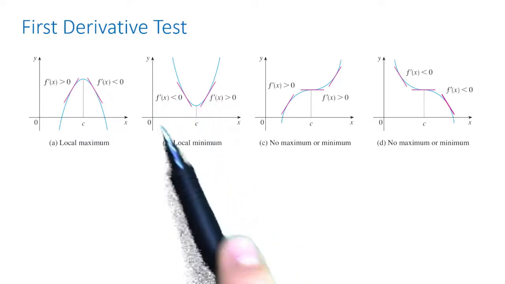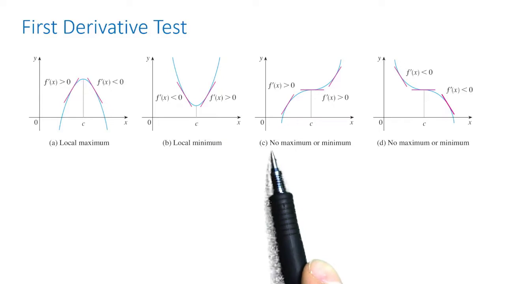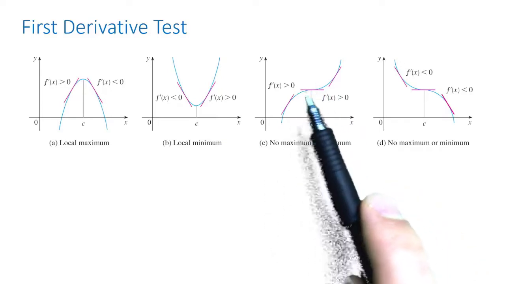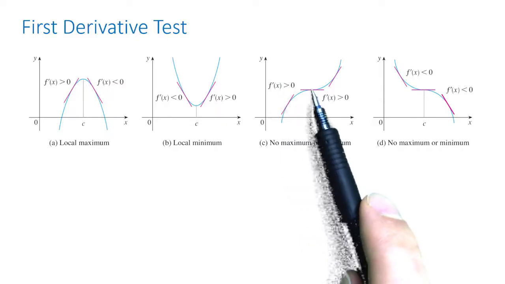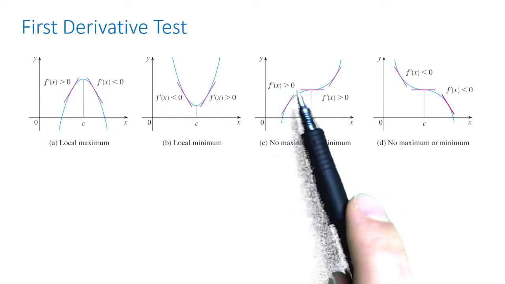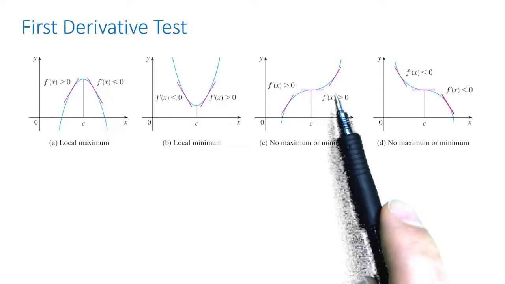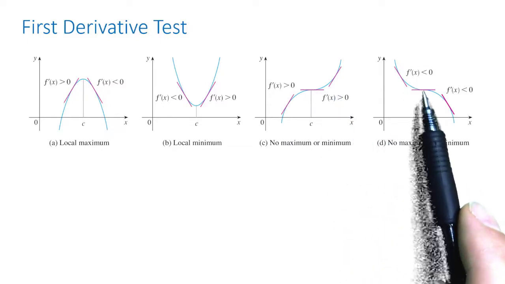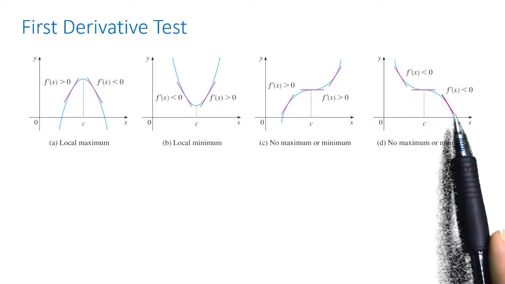Okay, let's look at another example. Here's an example where we have neither a maximum nor a minimum. And you can see what happened here is that the derivative before it got to that point was positive, and after that point is positive. And here's another situation. Before we got to that point, it was negative, and after that point, it was negative.